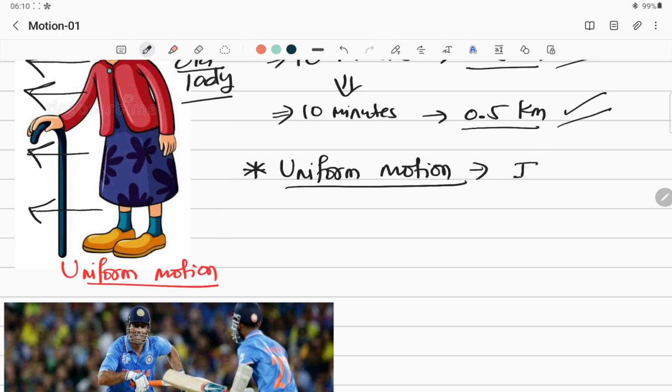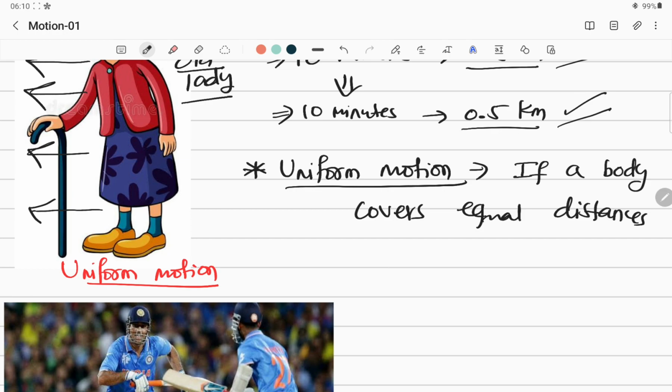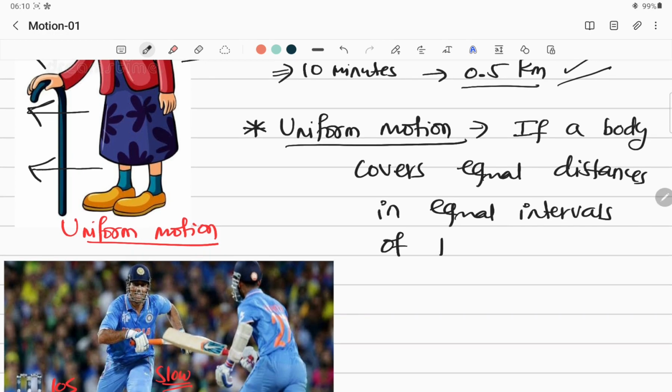Uniform motion means if a body covers equal distances in equal intervals of time, then it is called uniform motion. Please make notes, start to make notes.